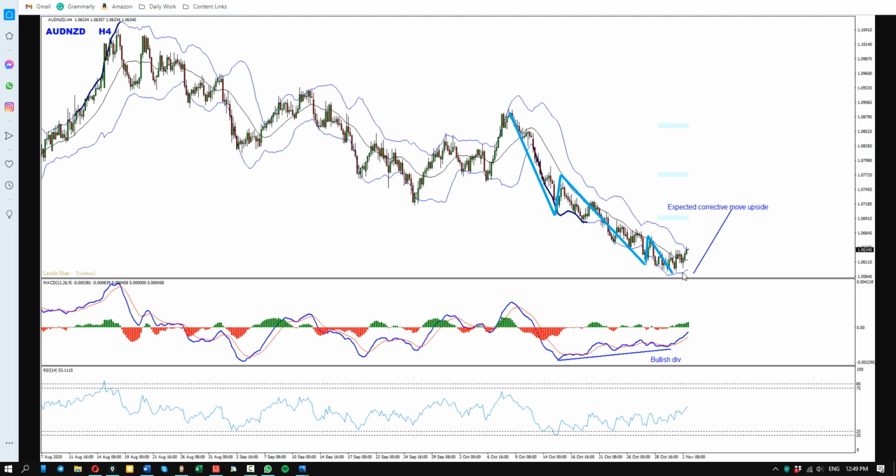What I saw here was three descending waves, pushes to the downside, which ended up with a bullish divergence that could be clearly seen on the moving averages of the MACD, but also on the histogram and on the RSI. Already an indication, because that's what indicators do, right? They indicate to us that the bears are running out of steam and the buyers might take the control.